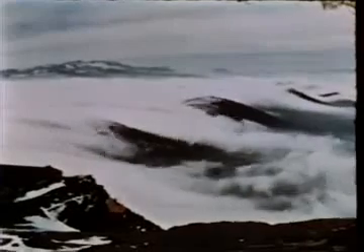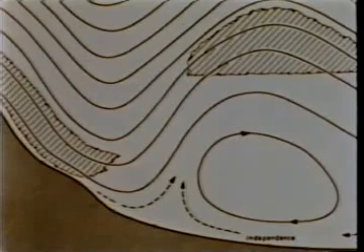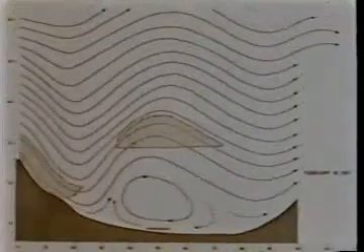Here is a streamline pattern constructed from balloon and glider observations there on a day when there was a strong lee wave. The vertical scale is exaggerated in this cross-section. We can model this flow in the laboratory. This is a model of the Owens Valley region.